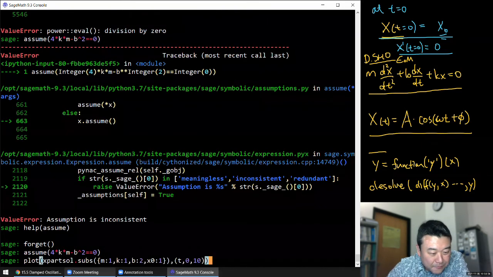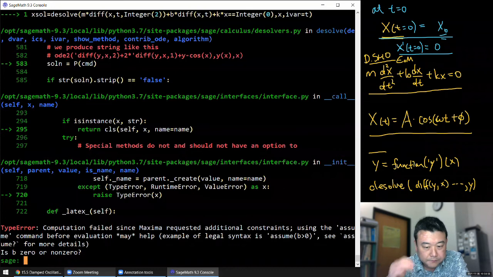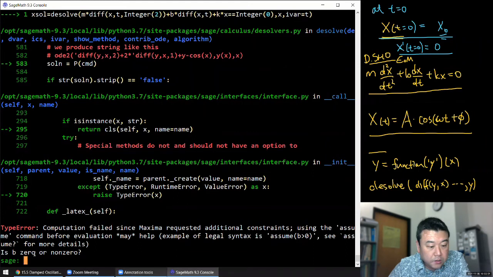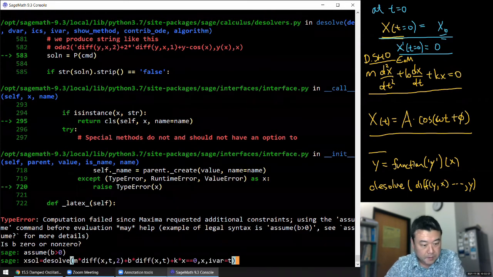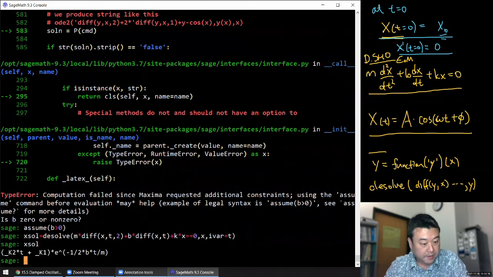And where's my previous command for the solution? Okay, I think this is my previous command for the solution. Yeah, let's see what we get. Is b zero or non-zero? Yeah, we should say b is non-zero. In fact, let's assume that b is positive, because we are looking for a critically damped case, so we should have a positive non-zero b. Okay, we got an answer.